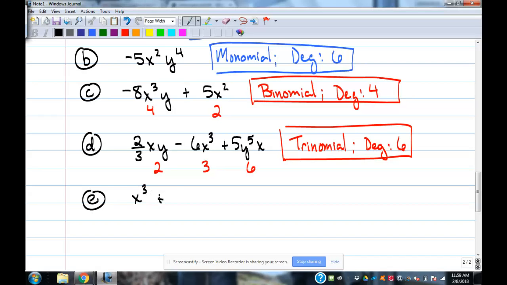X to the third plus 5x squared minus x plus 7. Polynomial, because it has how many terms? Polynomial. What's the degree? 3. That one's easy because it only has the one variable. So it's 3, 2, 1, 0. Pick the biggest one. Okay.